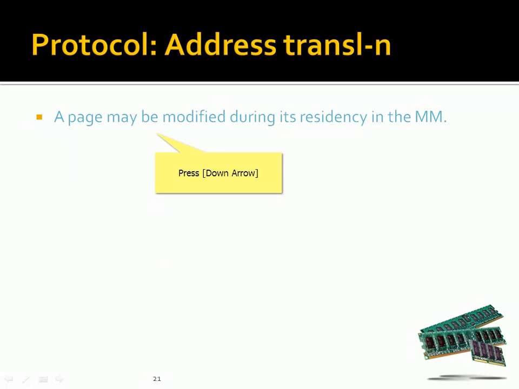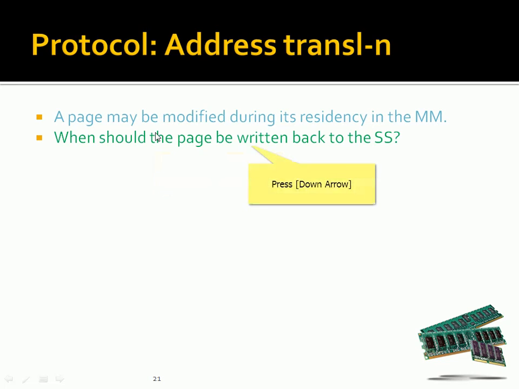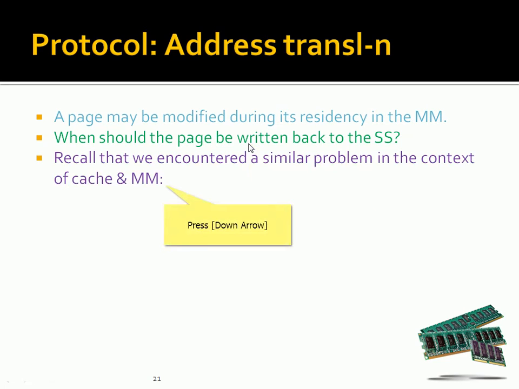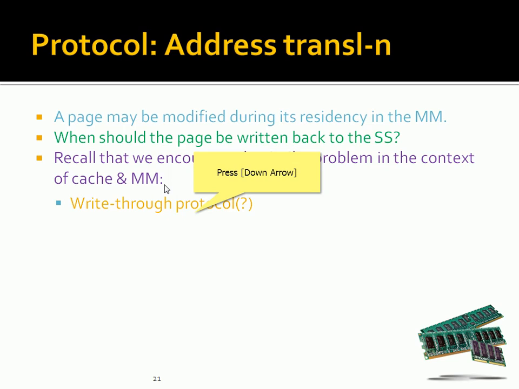A page may be modified during its residency in the main memory also. When should the page be written back to secondary storage? Recall that we encountered a similar problem in the context of cache and main memory. The write through protocol. So what is that write through protocol? It is also called the lazy protocol. What does this mean? Wherever a miss occurs, the particular page miss may occur in the TLB, main memory, or secondary memory.